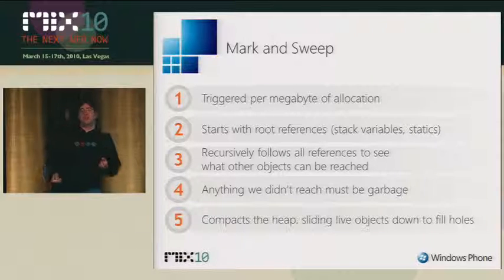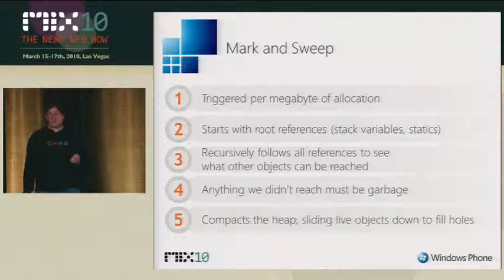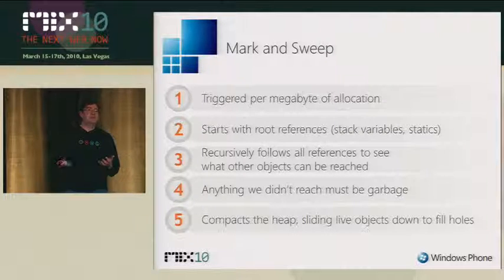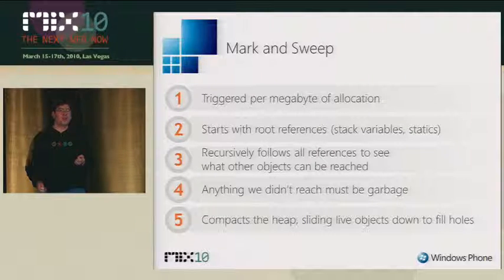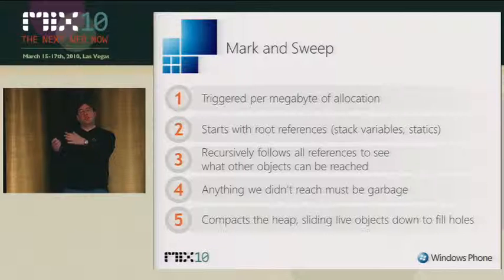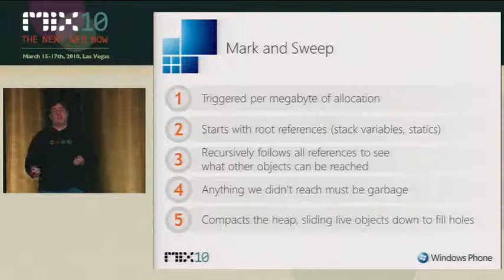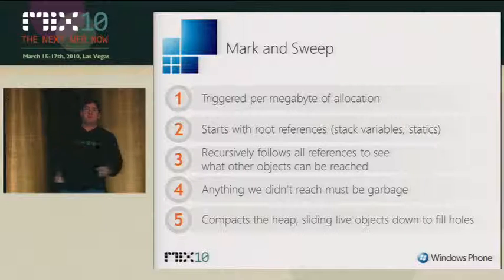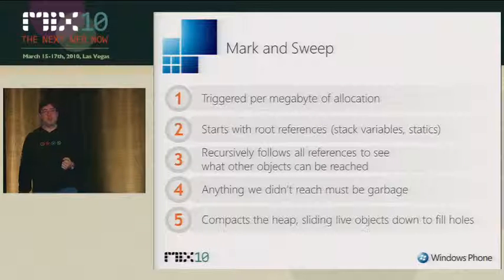At that point, it knows that it's seen every piece of memory that could possibly be reached by your program. So anything it didn't see, you can't possibly reach, therefore you can't possibly still be using it, so we can throw it away. And at that point, it's got some chunk of memory that's used, and there's going to be holes where objects in this memory were no longer used. So it compacts the heap, sliding down the memory from above the hole until all the holes are filled, and you're left with just one contiguous block of memory that's in use.